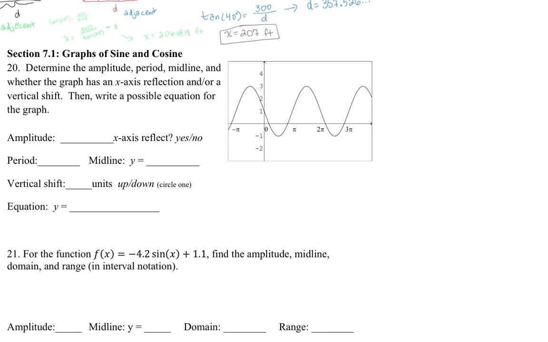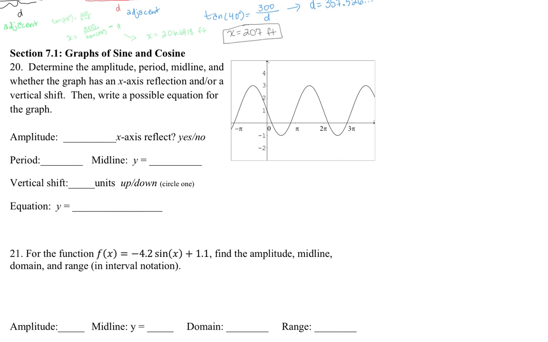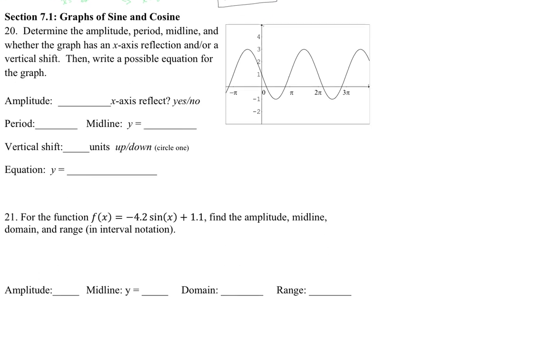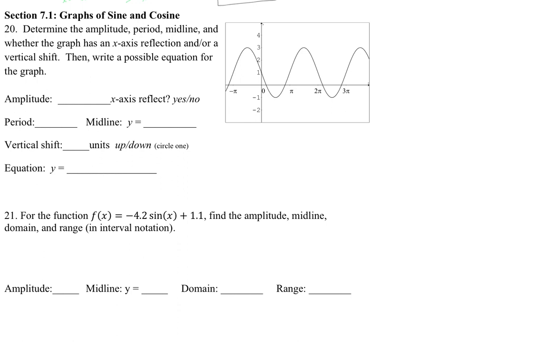Alrighty. Now we're moving on to a new section. Section 7.1, graphs of sine and cosine. Number 20 says, determine the amplitude, period, midline, and whether the graph has an x-axis reflection and or a vertical shift. And write a possible equation for the graph.